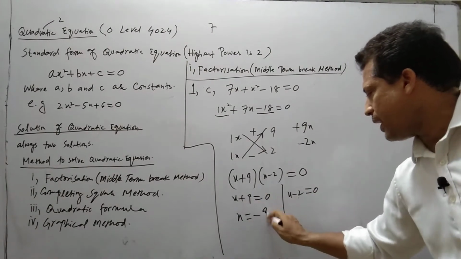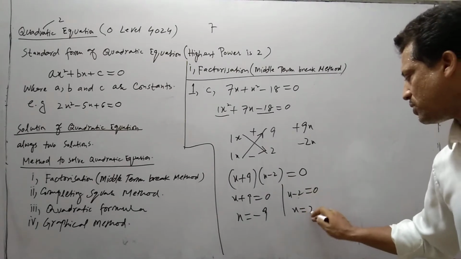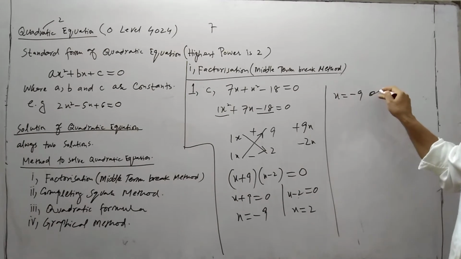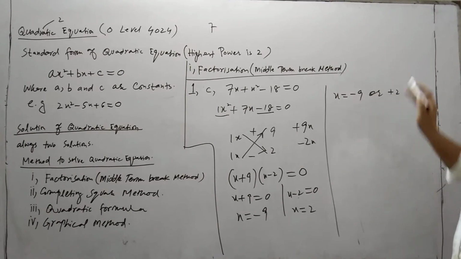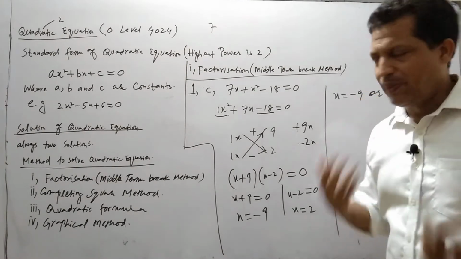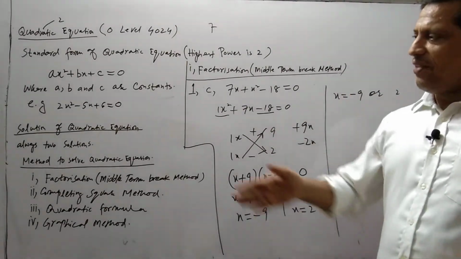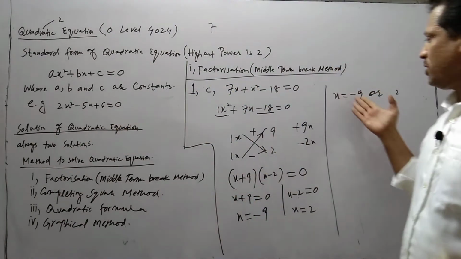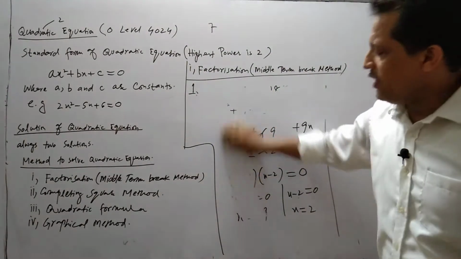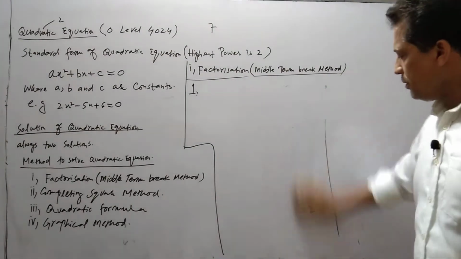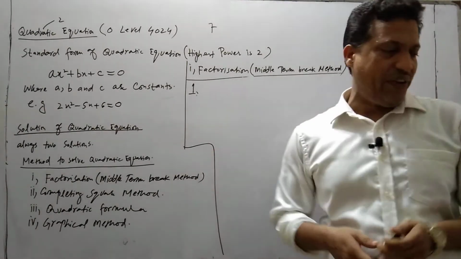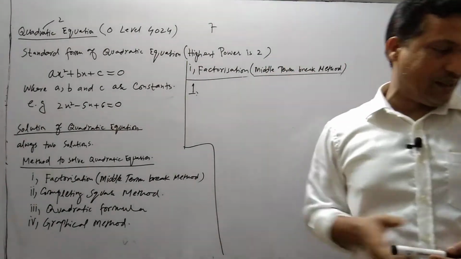Move this 9 to this side, minus 9. Move this minus 2 to this side, 2. So our answer is x is equal to minus 9 or plus 2. Plus 2 or just write 2, because if there is no sign, the number is always in plus form. Again, the theory has been verified. Look at this. We always get two solutions. Okay. Move to another part. I hope you are enjoying this method. It's very easy. You can take just 5 seconds to solve any quadratic equation by using this method.